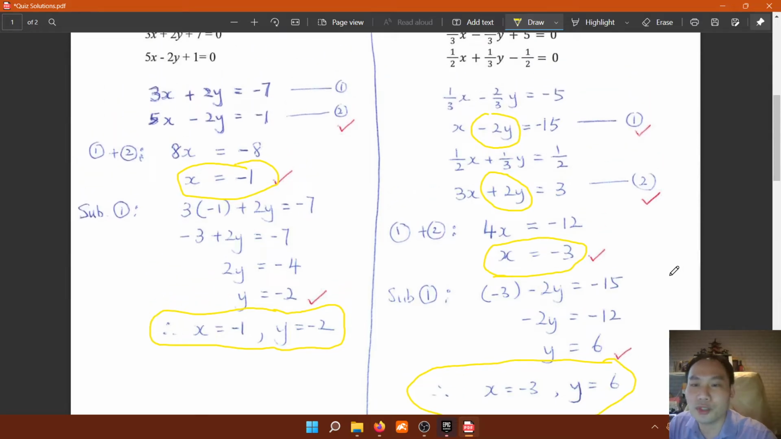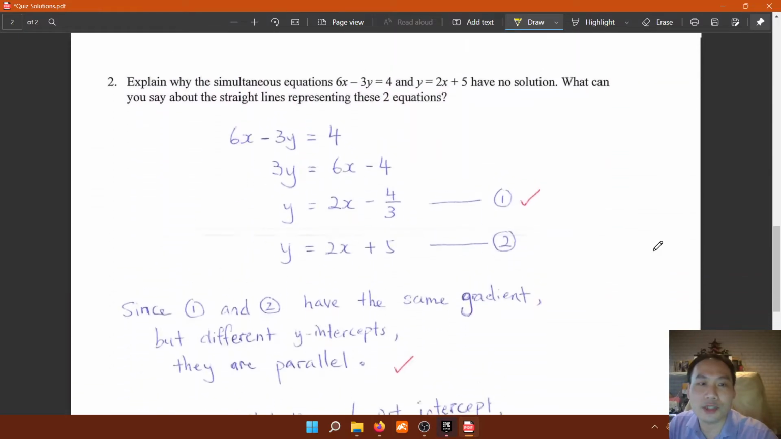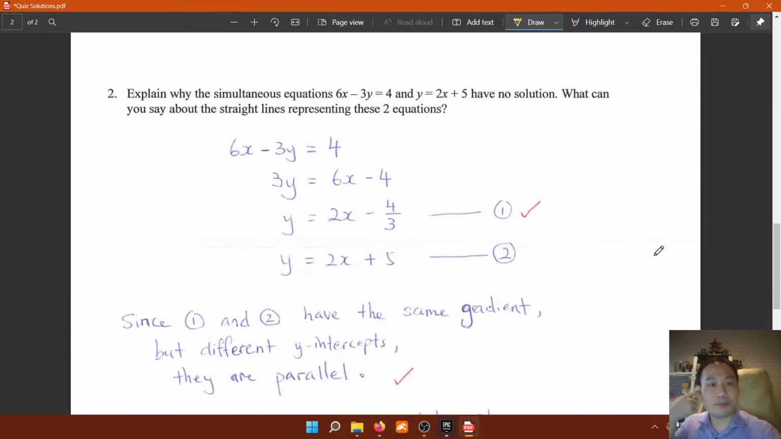So I hope you are doing well so far, right? Okay, the next question that I gave you is this one. I'd like you to explain why this pair of simultaneous equations, maybe I should just use a highlighter. This one, these two equations have no solution.